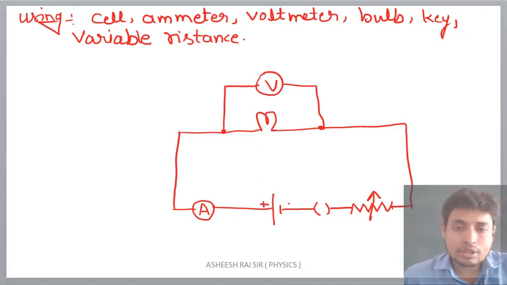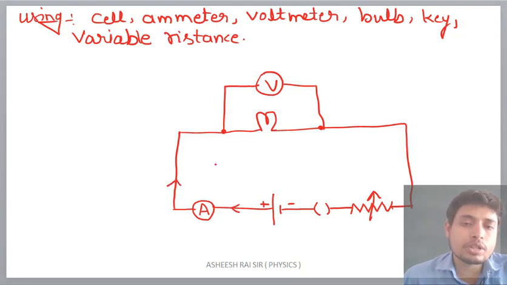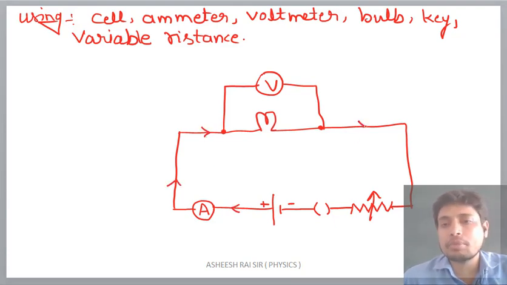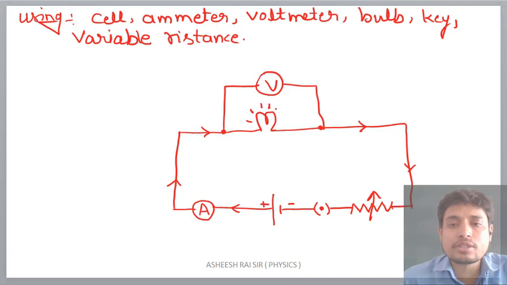This is the plus, this is the minus, this is the open circuit. Current will flow from the positive terminal to the negative terminal. When we switch on the circuit, then the bulb will start to glow and the current will flow in the circuit.